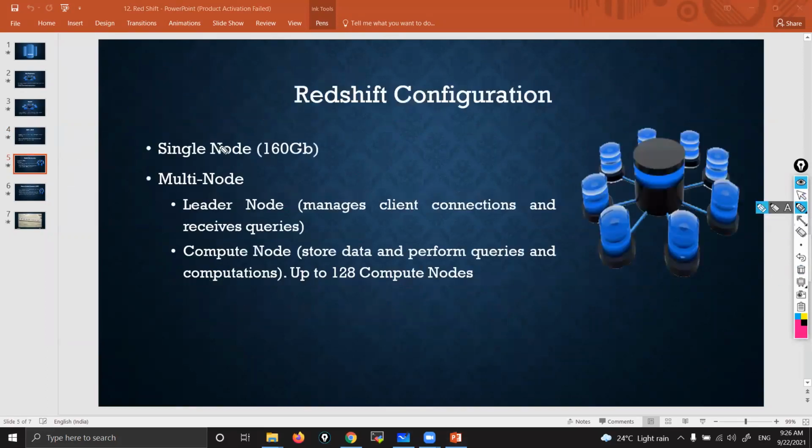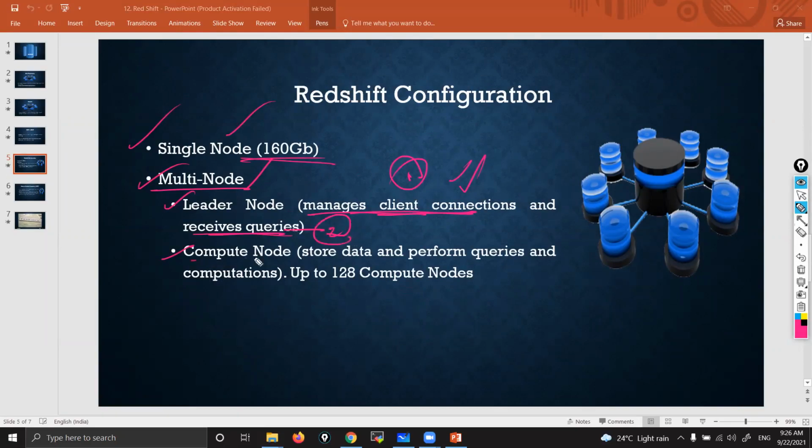Okay. See here, if you have less than 160 GB, you go with a single node. If you have more than 160 GB, multi-node. In that we have leader node and compute node. Leader node manages client connections. Two tasks, right? I said one is to manage client connections, both sides. Second, it deals with queries. It receives and routes queries.